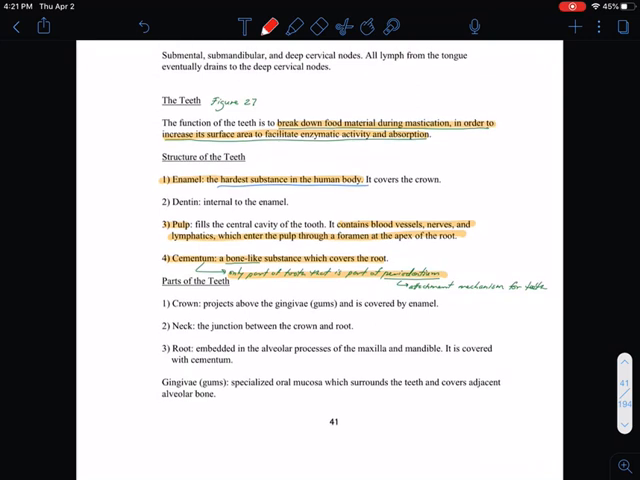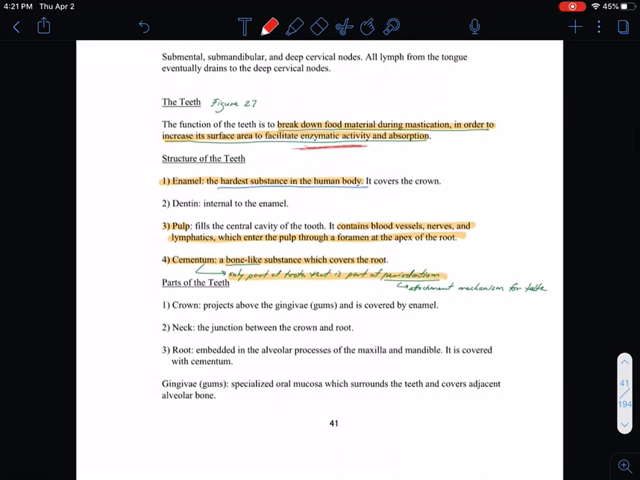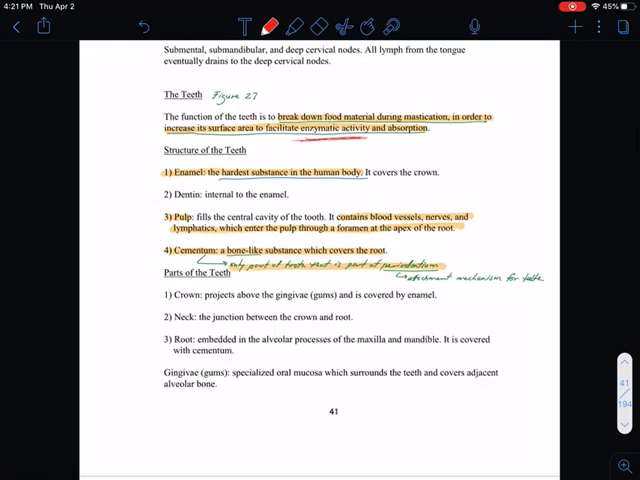So their function is generally pretty obvious. They're there to help break down food while we chew in order to increase surface area and facilitate enzymatic activity and absorption. Simply put, just to help us break down food. We'll point out some of these structures. Enamel is going to be the hardest substance in the human body. Harder than bone, enamel.